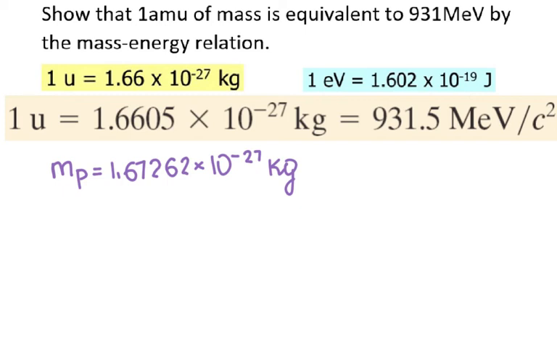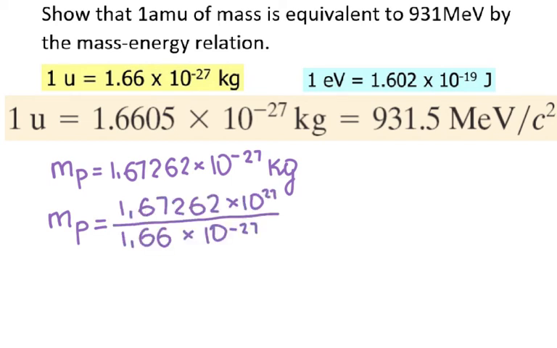Then to convert it at first into U, so the mass of the proton in AMUs, I would have to divide it by 1.66 × 10^-27, both of them 10 to the negative 27, and I'm going to get 1.0076 AMU.